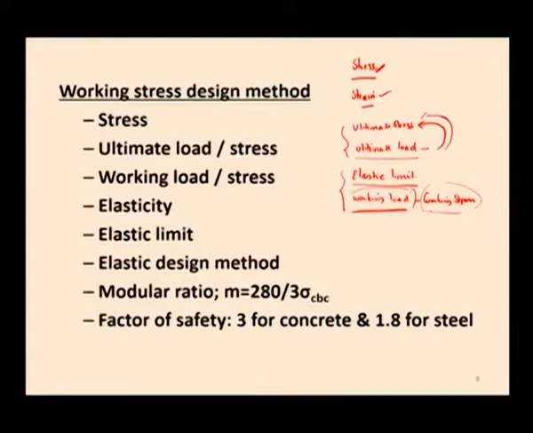Here I have mentioned that there is an elastic limit. What do we mean by elastic limit? Before that, what is meant by elasticity? The property of the material to return to its original position after the removal of the external force is called elasticity.